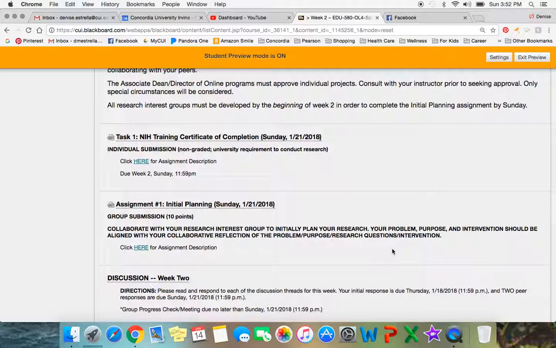Assignment number 1 is your initial planning, and it is due on Sunday the 21st. So collaborate with your research interest group to initially plan your research. Your problem, purpose, and intervention should be aligned with your collaborative reflection of the problem, purpose, research questions, and intervention. So now is the time for you to connect with your classmates, decide with whom you would like to work and what your topic will be, and then you need to work together to do the initial planning. You can click here for assignment description.